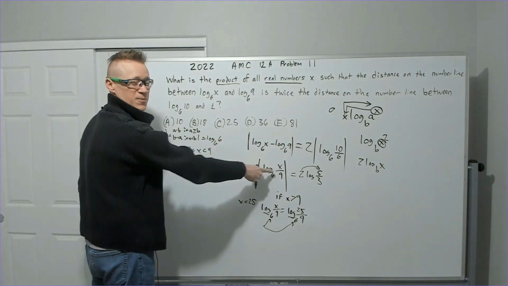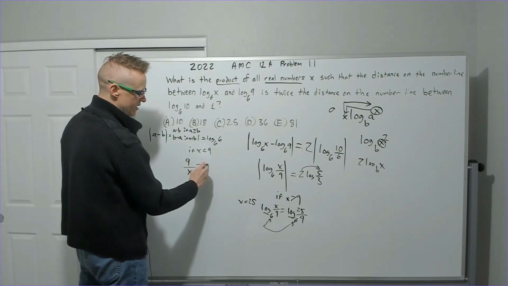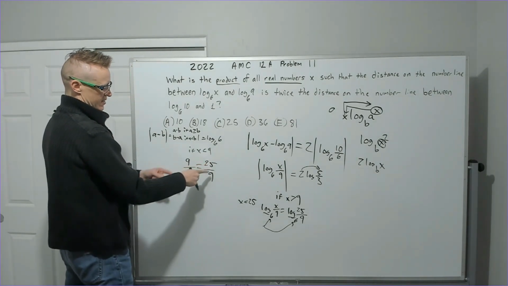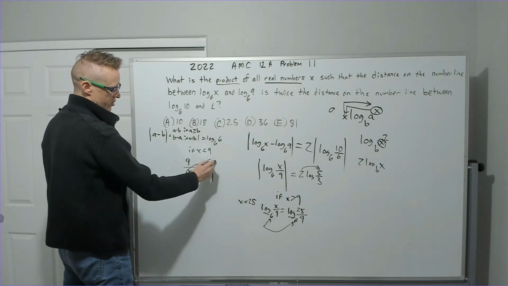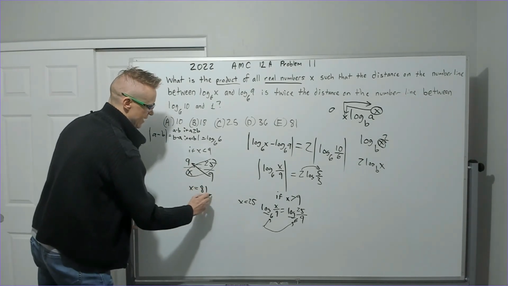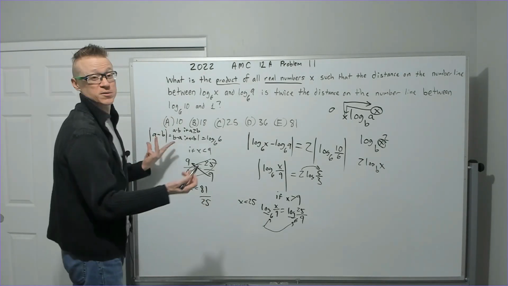You're basically just going to flip this fraction upside down, right? So you're going to get 9 over x equals 25 over 9. I'm going to just swap these corners and multiply that one up to there. So I'm going to get x equals 81 over 25. It's equivalent to cross multiplying, really.